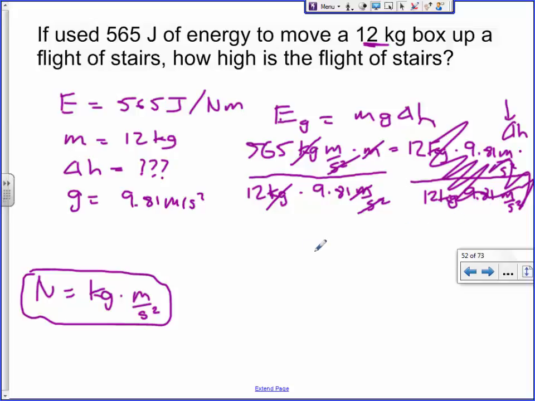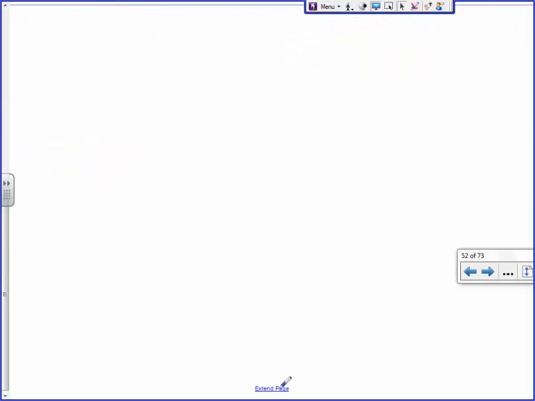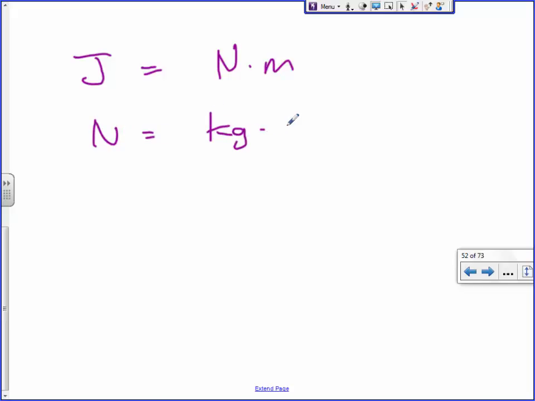Although it's okay if you were to have just written this in joules or in Newton meters, it doesn't hurt. In fact, I really encourage you to know how units work. So maybe I should give you a couple of equivalencies. A joule is equal to a Newton meter, and a Newton is equal to a kilogram times a meter per second squared. Those are a couple of equivalencies that wouldn't be bad to have written down somewhere.